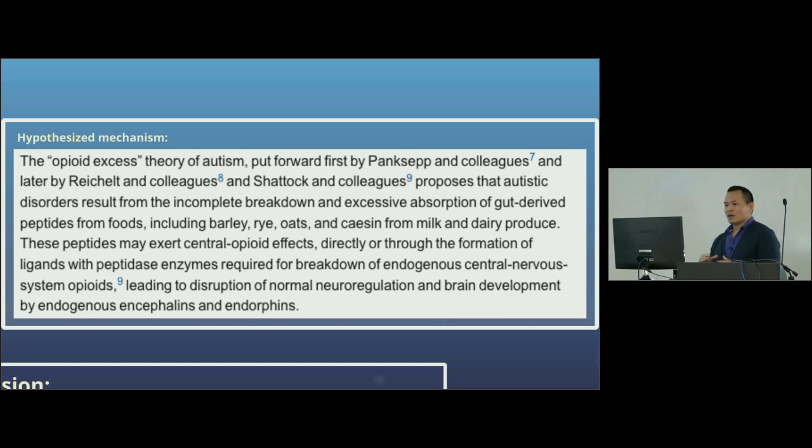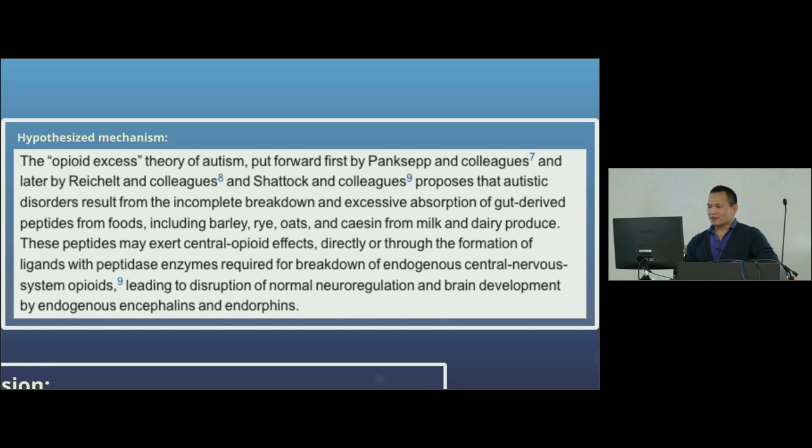Now, they went on and hypothesized a mechanism, and basically what he proposed is the opioid excess theory of autism. This is his theory. I actually looked up some of the publications here, and these studies were published in very low impact, some sort of hidden journals. I don't know what they are. It's kind of interesting, but they were published. I don't know if they were peer reviewed or not, but they were published.